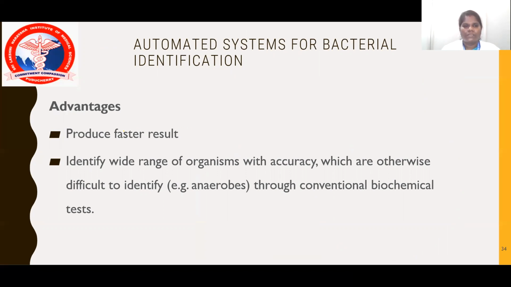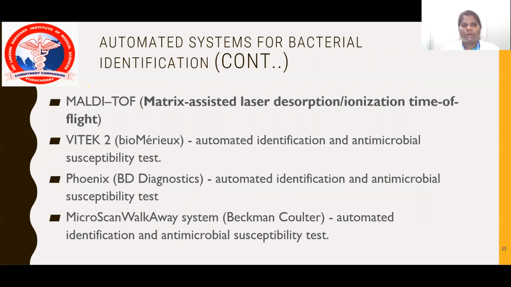So what is the advantage here? It's a faster result, and identification will also be faster compared to the conventional method. Even anaerobic bacteria will be identified by this method. And coming to the automated methods and identification systems, for example, Multitof, Vitek 2, Phoenix, and Microscan WalkAway system. These machines are able to identify not only the organism alone, but also give the result at the species level along with the antibiotic sensitivity pattern.